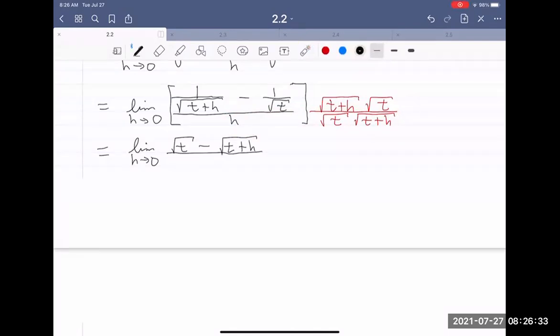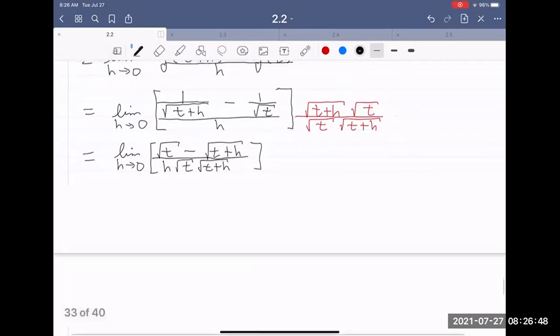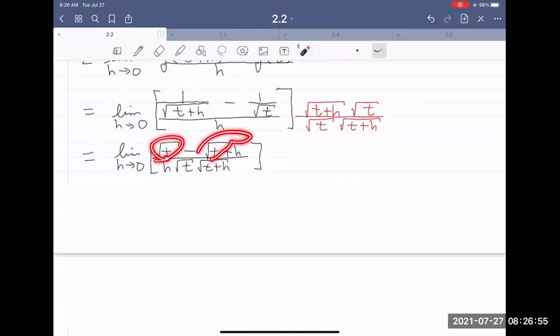So h radical t radical t plus h. Now, all nice and fine. Still, notice again, if you plug in h equals 0, you get, well, square root of t minus the square root of t, 0 over 0. So do more work. So again, we have to still do more work.